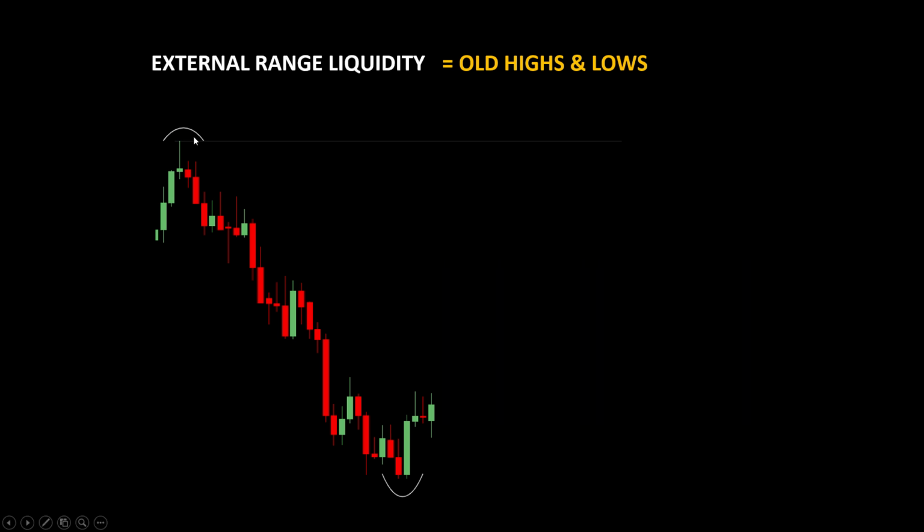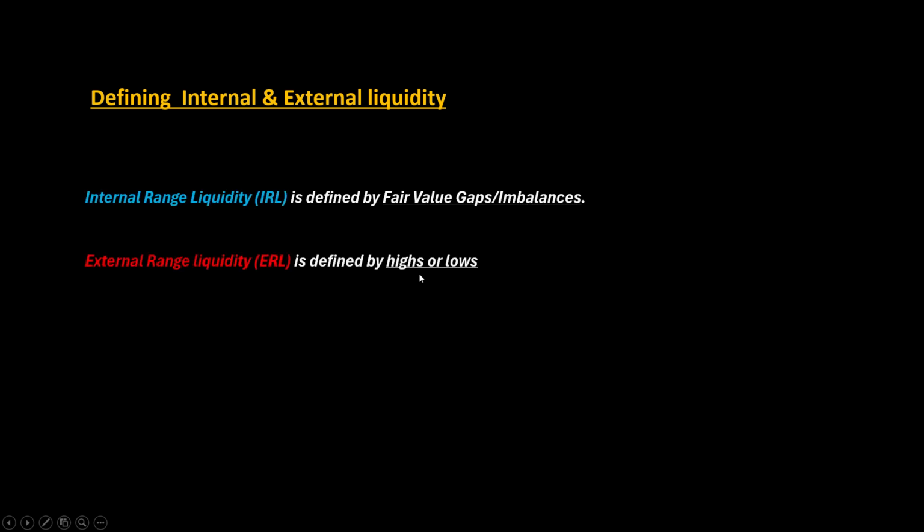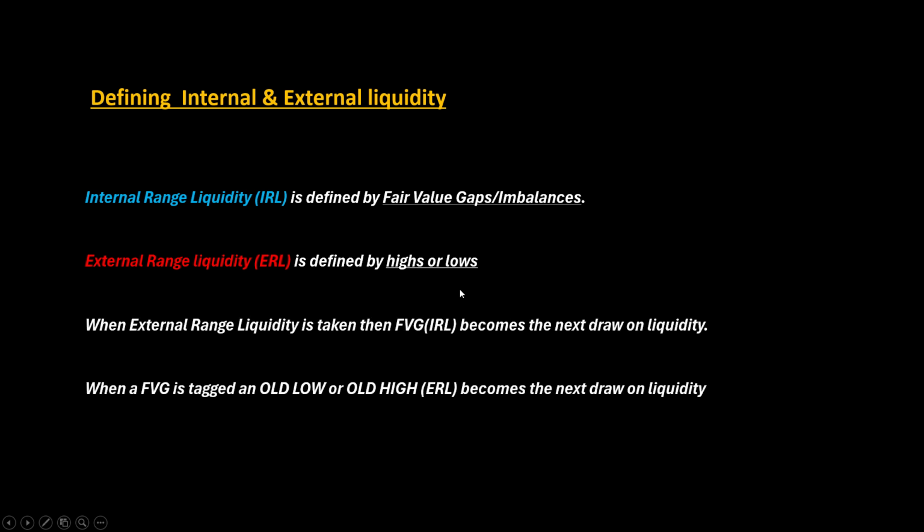So you can see we have this high as a buy side liquidity and this low as a sell side liquidity. Okay, so defining internal and external range liquidity. Internal range liquidity is defined by fair value gap. Now you guys know, external is defined by old high or old low, right? So these 2 points are important. Okay, this last 2 points.